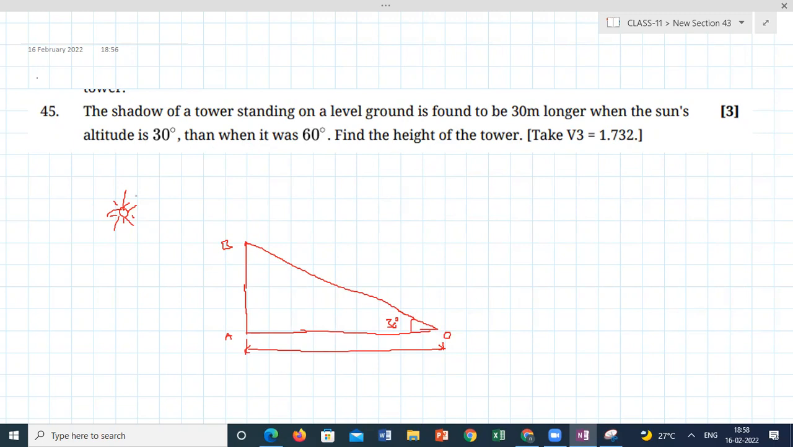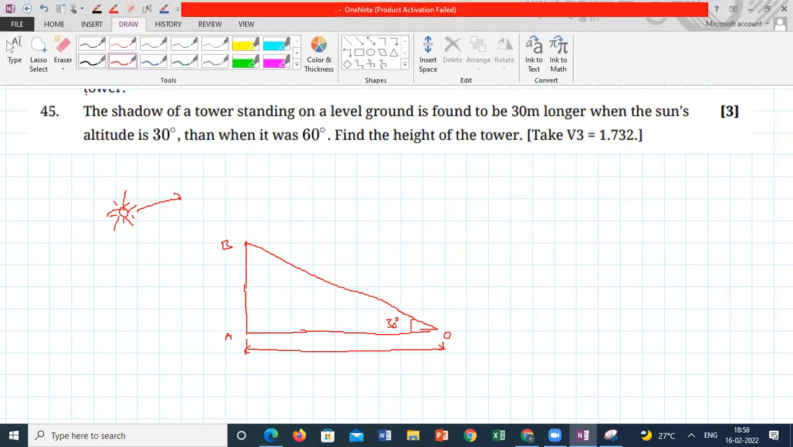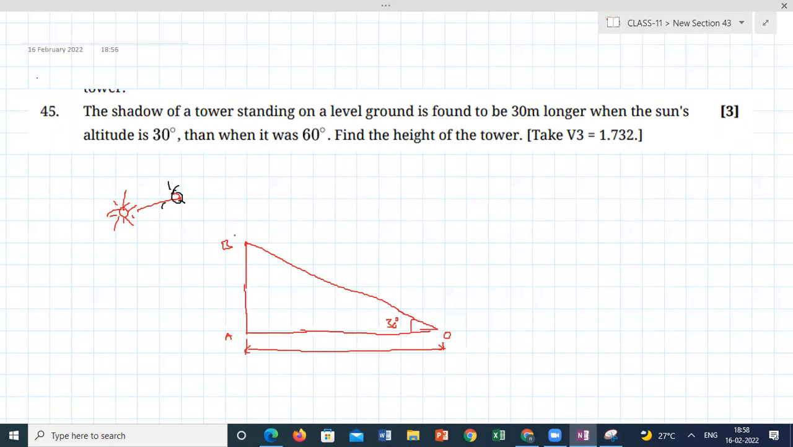When the sun moves like this, the shadow length will decrease. When the sun reaches some other position, the light is coming like this. Now the shadow will be at this position, at 60 degrees. I'm taking this as O dash. They found that when it is at 30 degrees, the shadow is 30 meters longer than when it was at 60. That means the difference between the lengths of the shadows at 30 degrees angle of elevation and 60 degrees angle of elevation is 30 meters.